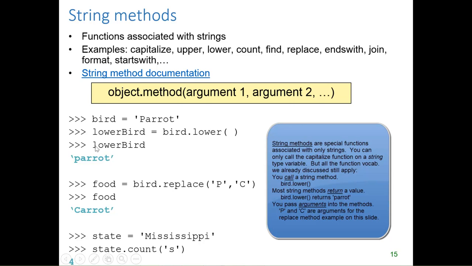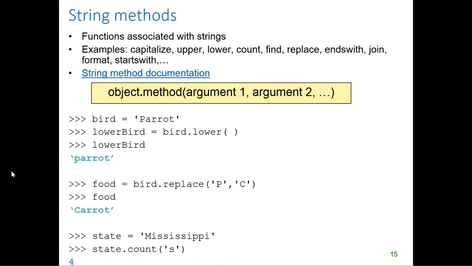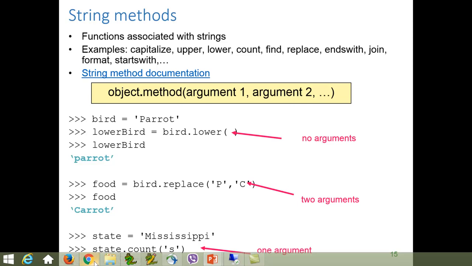And when we print out the value that it has returned to us, we get all lowercase parrot. This method, bird.replace, replaces the P in Parrot with a C, so we get carrot. Can you guess what the last method is doing? State.count is returning a count of the number of those strings that are found within the string. You can do more than one letter substring. So this first one has no arguments, the second one has 2 arguments, the third example has 3 arguments. It varies depending on the method that you are using.